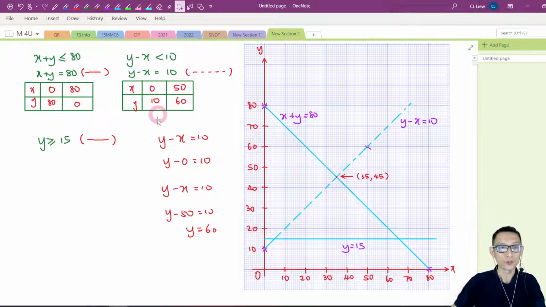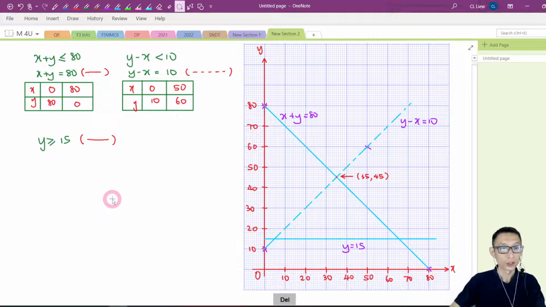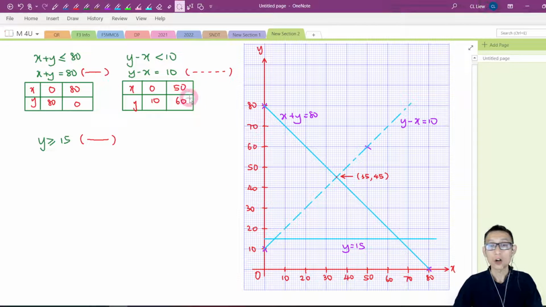y is equal to 10 plus 50, which is 60. Okay, so after you got all these values, you can start to plot the points and connect them together. So now let's focus on this one first. 0, 80 here, 80, 0 here. And this one, I use solid line. How about this one? 0, 10 over here, 50, 60 over here.